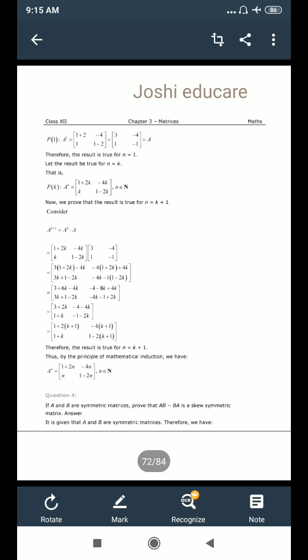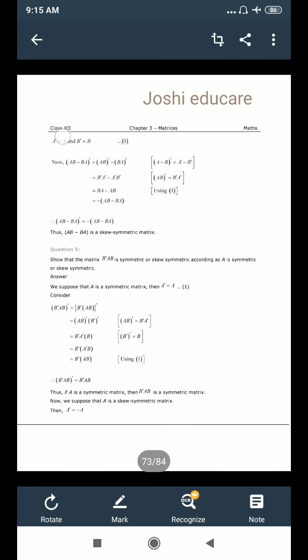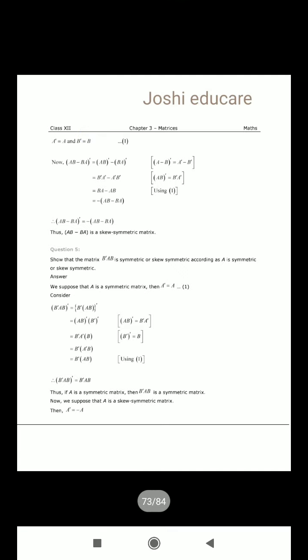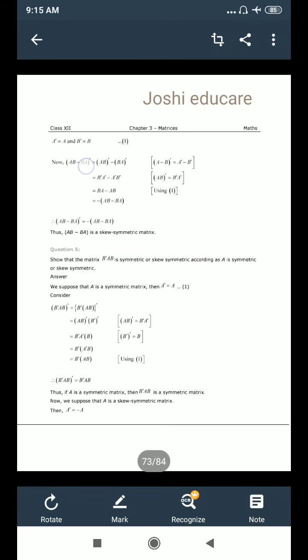Question number 4. If A and B are symmetric matrices, prove that AB minus BA is a skew symmetric matrix. This question we did in the previous exercise also. If A and B are symmetric matrices, it means A transpose is equal to A and B transpose is equal to B. We have to prove that AB minus BA is skew symmetric. So you take the transpose of this whole AB minus BA. So (AB minus BA) whole transpose will be (AB) transpose minus (BA) transpose using this property. (AB) whole transpose is B transpose into A transpose using this property. (BA) whole transpose will be A transpose into B transpose using the same property.